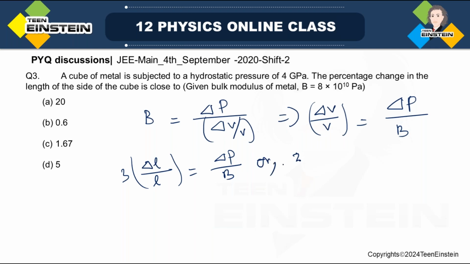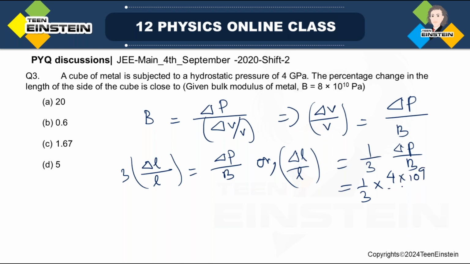So delta L by L is equal to 1/3 of delta P by B. Delta P is given as 6 gigapascal, 10 to the power 9 Pascal, and B has been given as 8 into 10 to the power 10, and here I have to multiply 100. Okay, so look, then what I get.